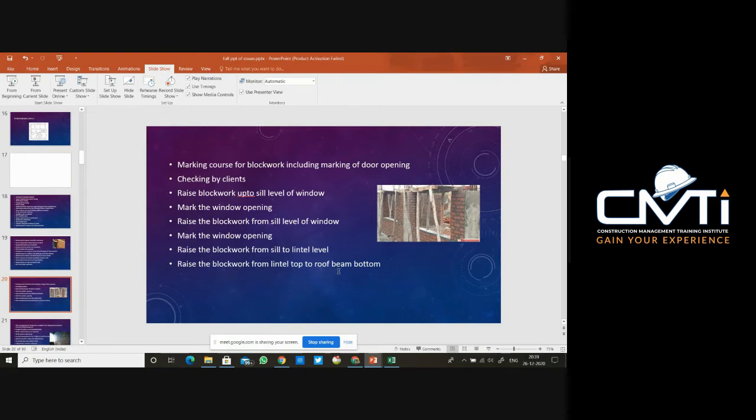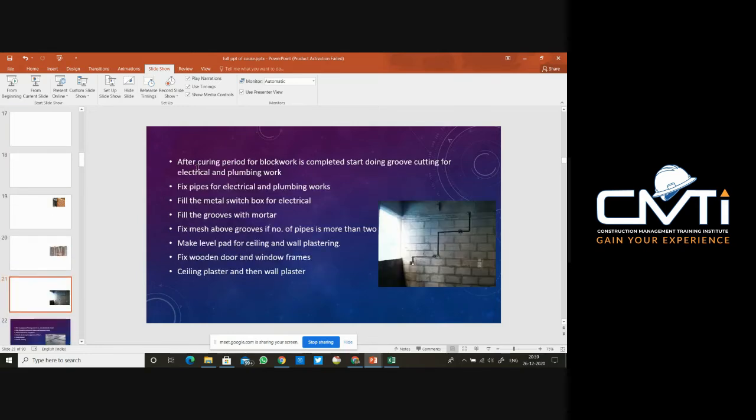We raise the block work from the lintel level to the roof beam bottom. Here I've shown the construction site where there is an opening for a window. Then we have to start curing.